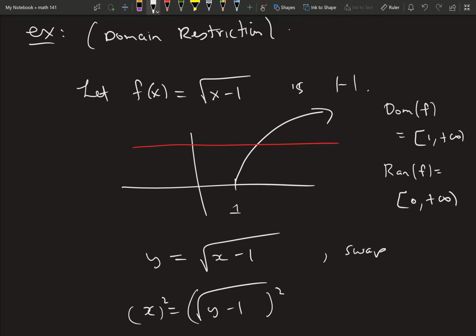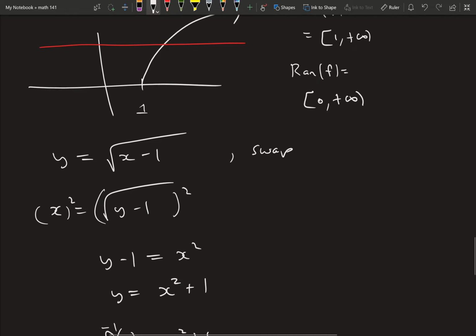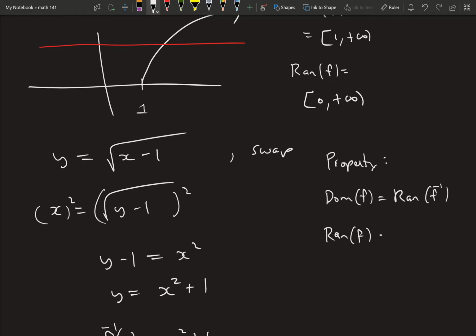Well, what does that mean for f inverse? Remember that we also have this property, which I stated at the very beginning of this section: the domain of f is the range of f inverse, and the range of f is the domain of f inverse. So this is a very important property. So what is this saying for f inverse?